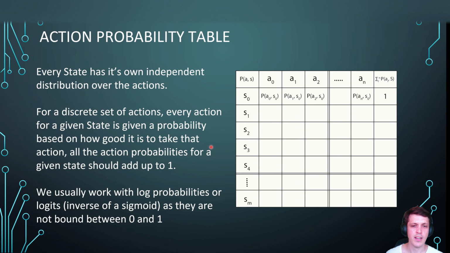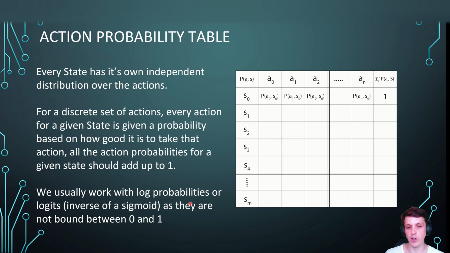Okay. So what we get from that is some action probability table. It looks a bit similar to our Q value table. For every state, we have some probability distribution. In our discrete case, we're going to use a discrete categorical distribution. So every action is going to have some probability that we should take this action in this state. Again, that should all add up to 1. And then what we do is we just randomly sample from this distribution to get our action.